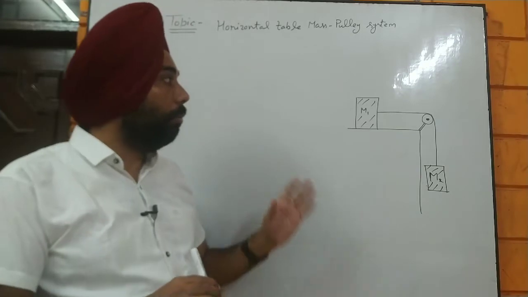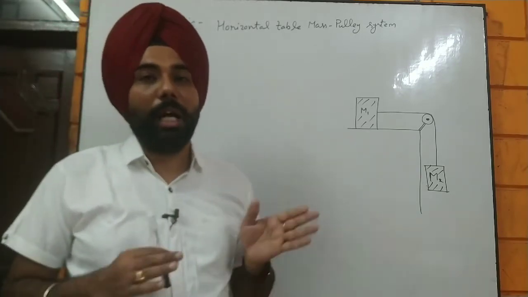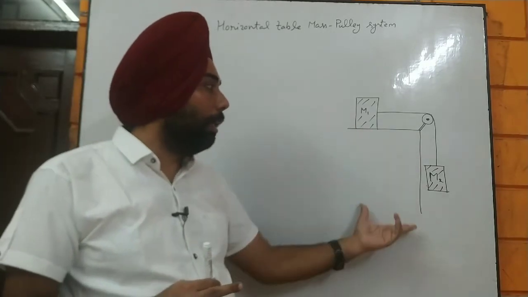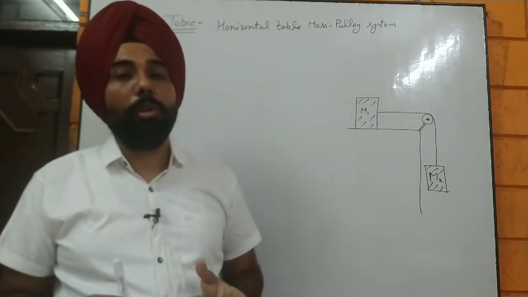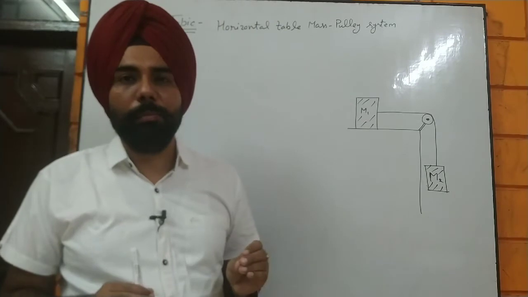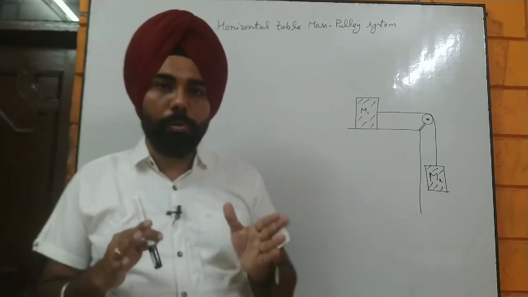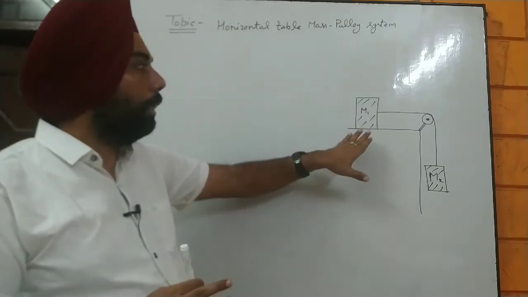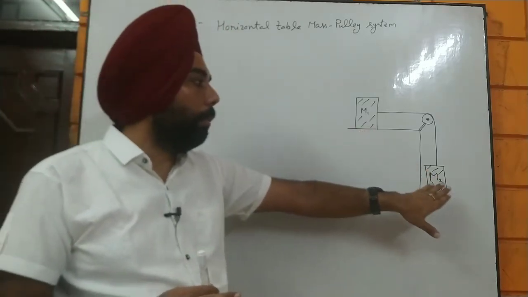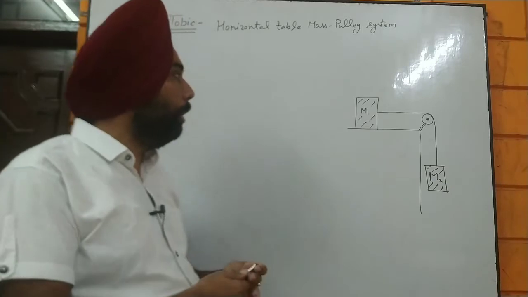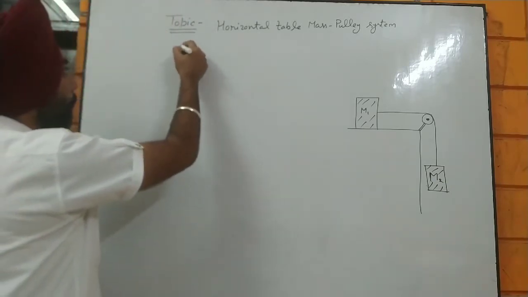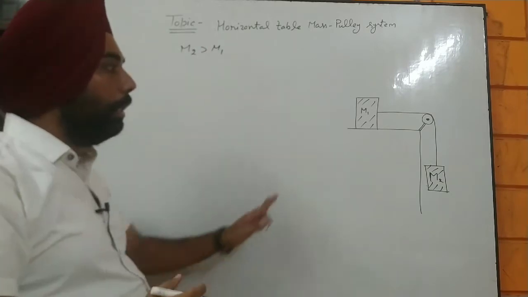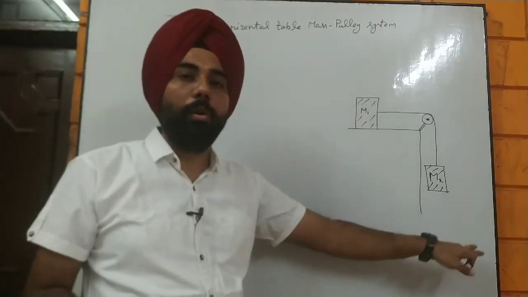Now many numerical problems in IIT, NEET and B.Ed come from this topic. How you can solve all those problems is going to be very easy. Now I will teach you how you can make a free body diagram out of that. So if we take a mass m1 here and a mass m2 here, and we take m2 as greater than m1, that is why the system is moving downward here.